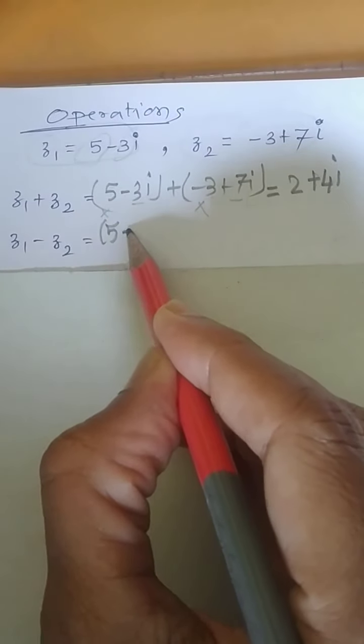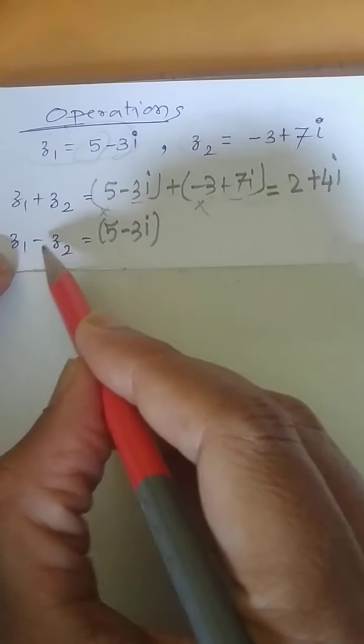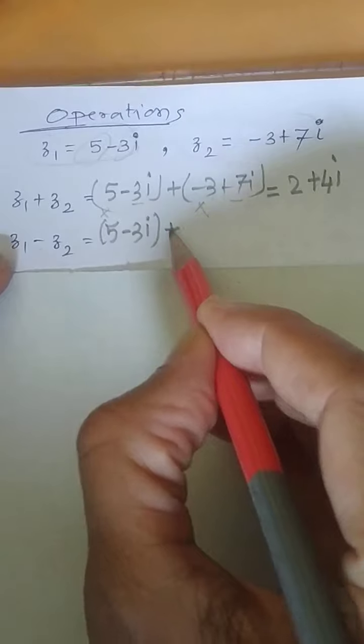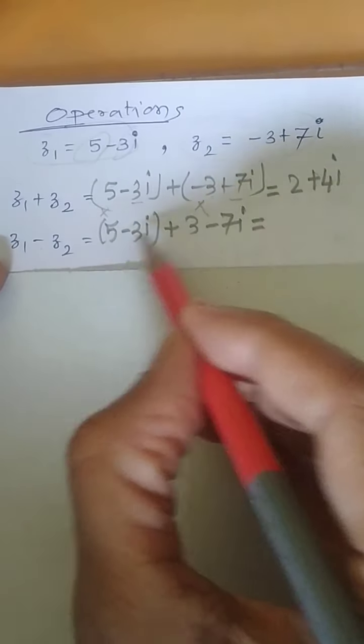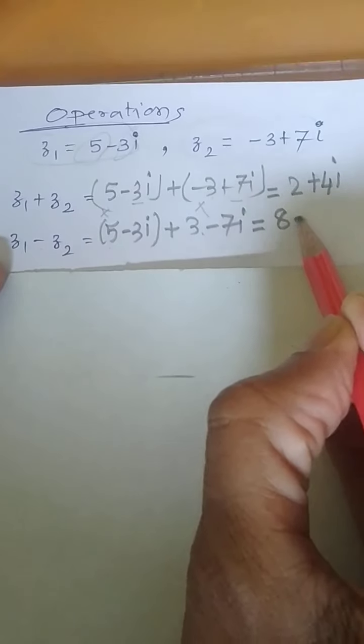Next, z1 minus z2. What does it mean? 5 minus 3i will be as it is. Due to this minus, the sign will be changing, so it will be plus 3 minus 7i. Now you know the simple addition. 5 and 3 will give you 8 minus 10i.